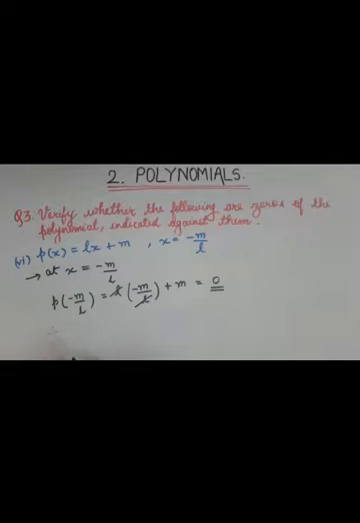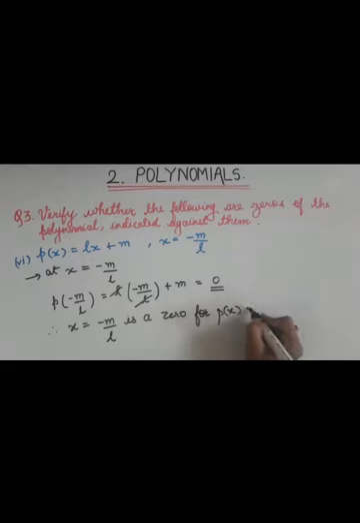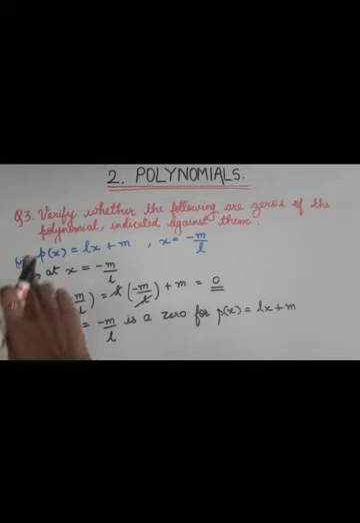So write it in words. Therefore, x is equal to minus m upon L is a 0 for P of x equal to Lx plus m. Easy? So don't get confused. No numbers, only alphabets. Always check this side. The polynomial is in x. That means x is a variable and the rest is a constant. So look at them as constants and solve how you solve when it is a number.